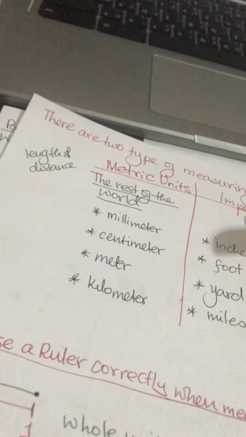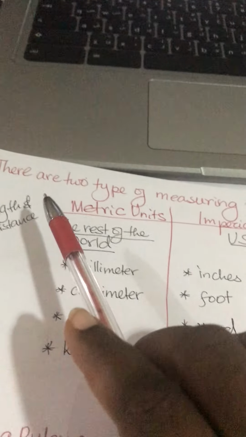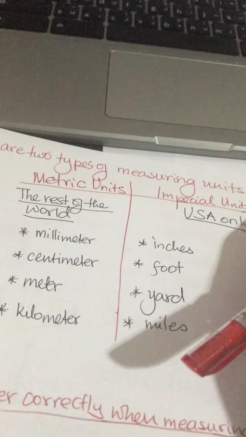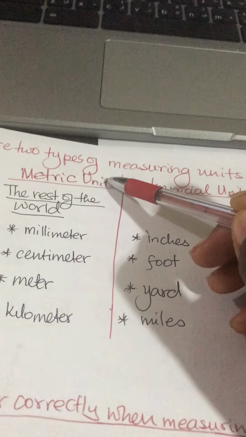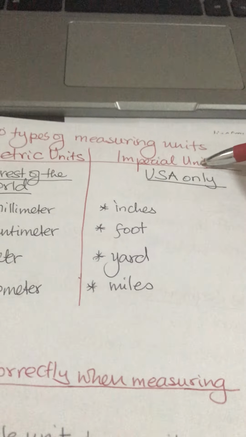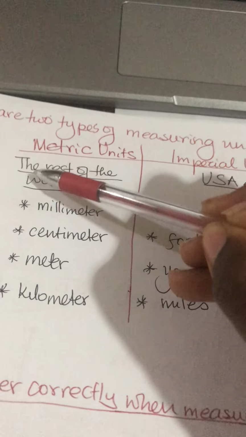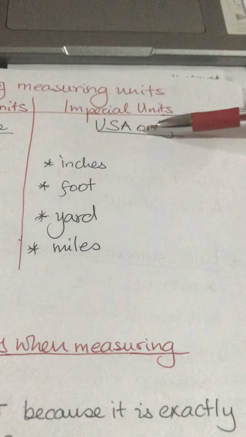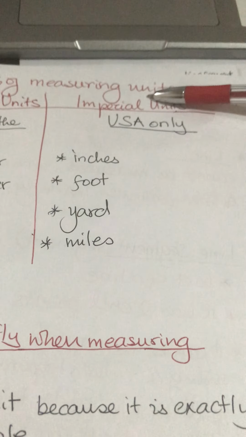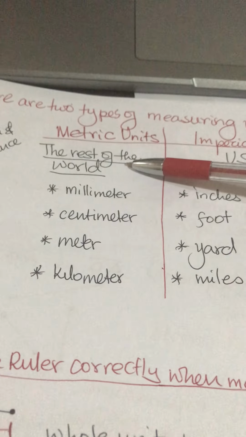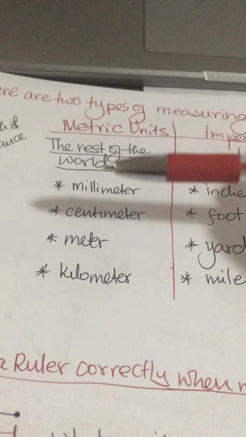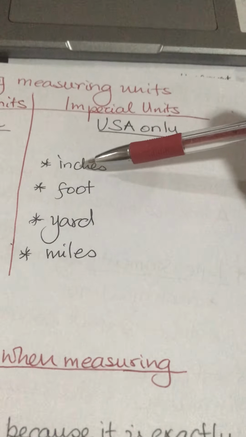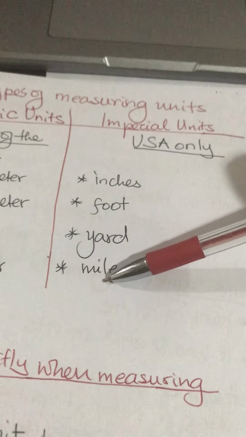Now, there are two types of measuring units. We have metric units and we have imperial units. So the rest of the world uses metric units. The USA only uses the imperial units. Now, what are the metric units? The millimeter, the centimeter, the meter, and the kilometer. And what are the imperial units? The inches, the foot, the yard, the miles.